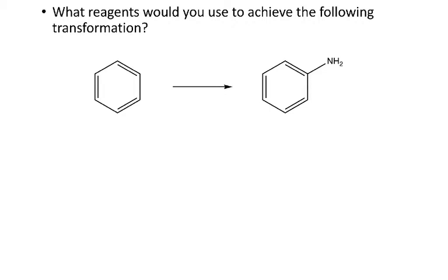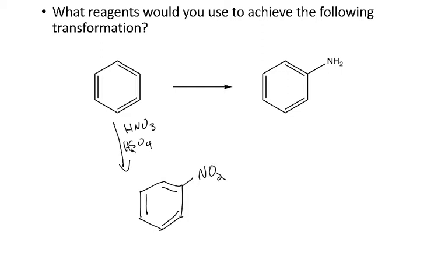So to add NO2, we're going to have a mixture of nitric and sulfuric acid. That's going to give us the nitro group.